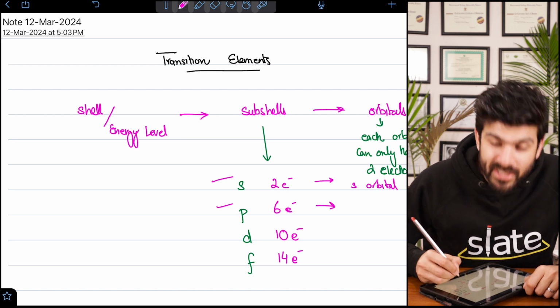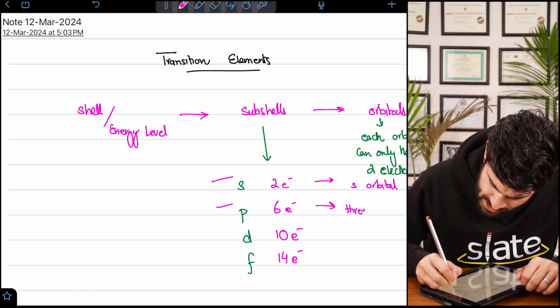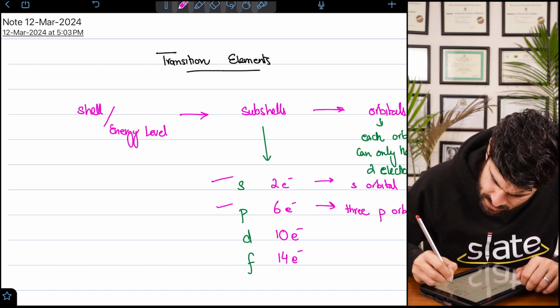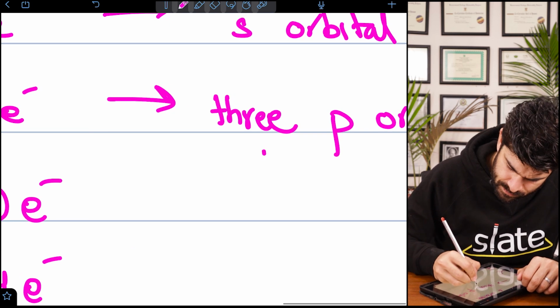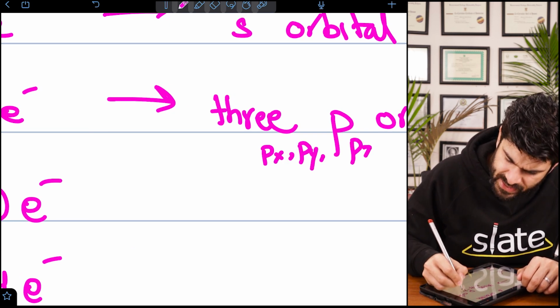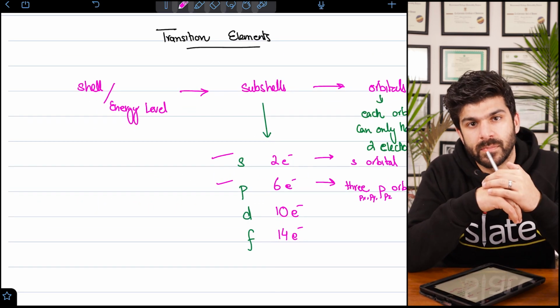Talking about P, since there are 6 electrons, we will have 3 P orbitals. And when we talk about P orbitals, they were Px, Py, and Pz. This is a concept of AS chemistry.